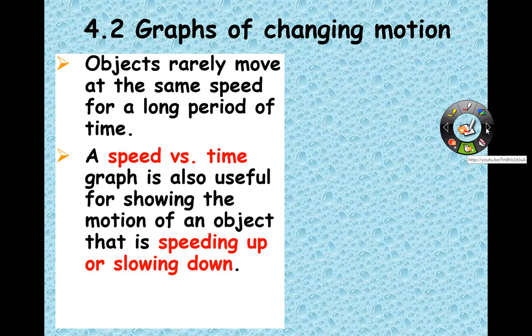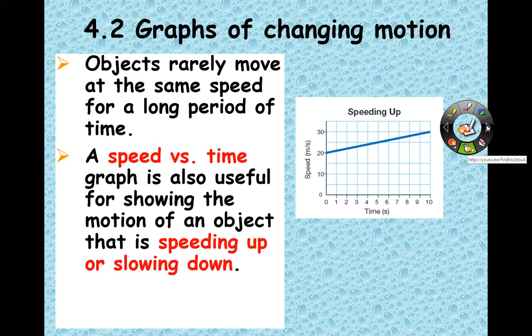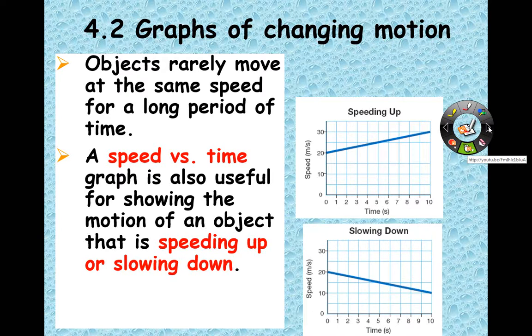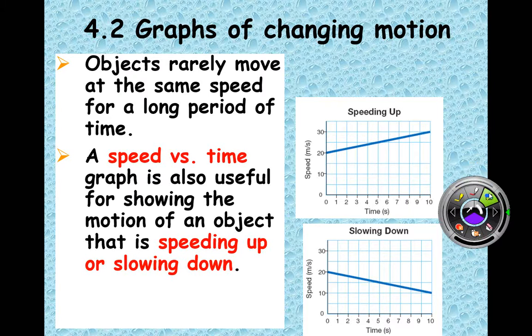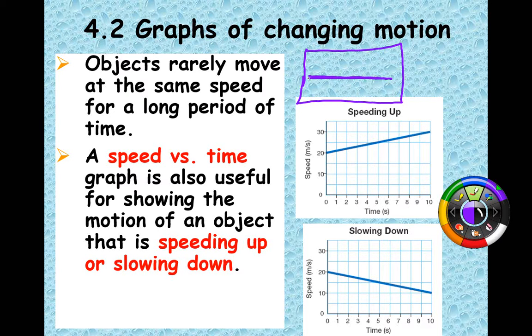Objects rarely move at a constant speed, though. Sometimes your graph can show that something is speeding up, and sometimes your graph can show that you're slowing down. And remember, the other example was constant speed. So I'll just draw an example of constant speed up here. You've got to pretend like this is a graph. Remember, our constant speed was a flat line. And this is all on speed versus time graphs. The flat line here is constant speed. This here is speeding up. This one here is slowing down.